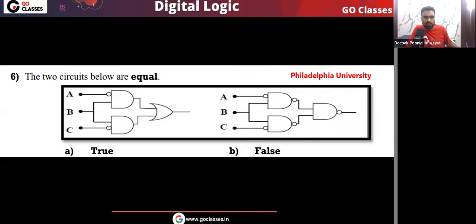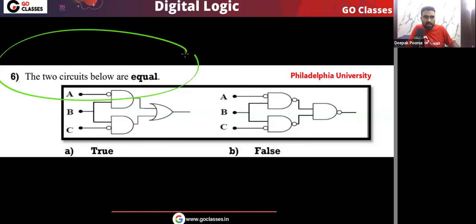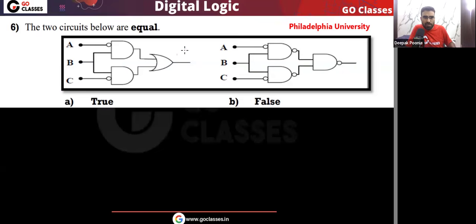Let's solve this question from the Philadelphia University. The question is asking these two circuits, are they equal or not? It is a true or false question. So the statement is: the two circuits are equal. Now we need to find, is it a true statement or a false statement? So let's see what this circuit is implementing, what this circuit is realizing, meaning what the output of this circuit is.